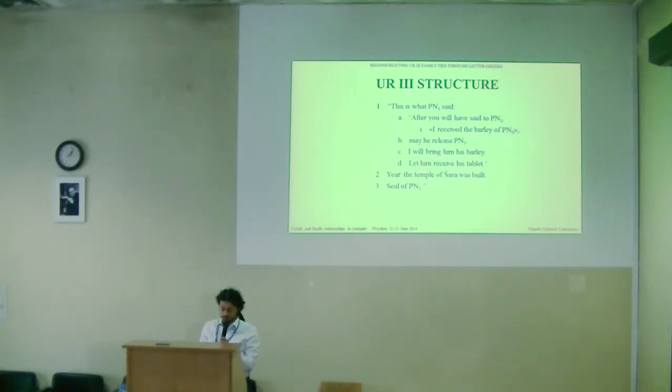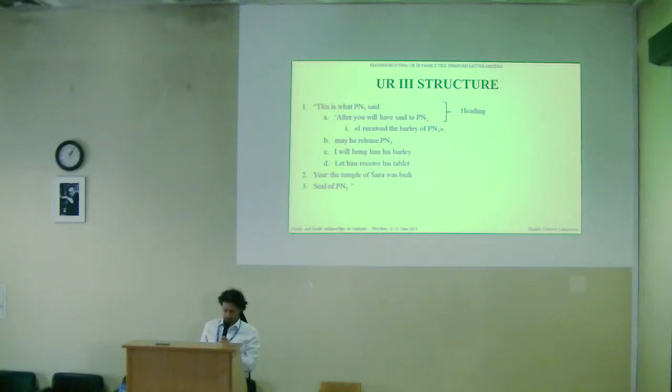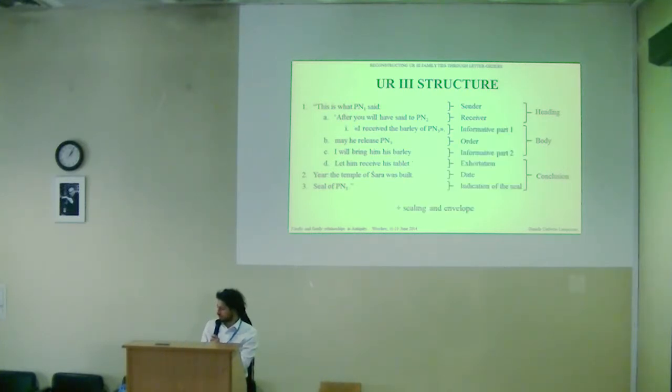An ideal example has been reconstructed through the comparison of all the known specimens. This is composed the way you can see in the example here. These documents present three principal sections: the heading, the body, and the conclusion, each one of which can be subdivided into more subsections: the sender and the receiver, the formative part and order, another formative part eventually, the exhortation, the date, and the indication of the seal. The PN stands for personal name. A bit external to textual analysis is the actual sealing, while literally external is the envelope.